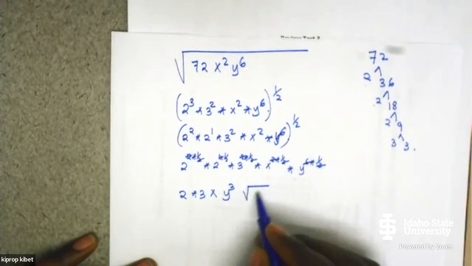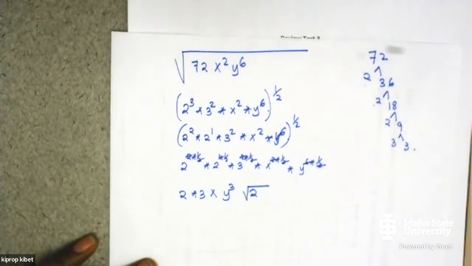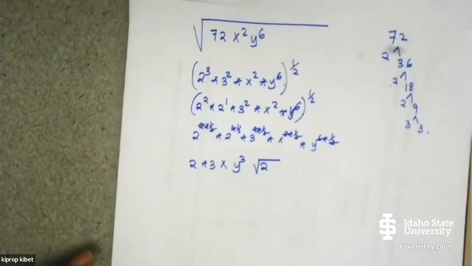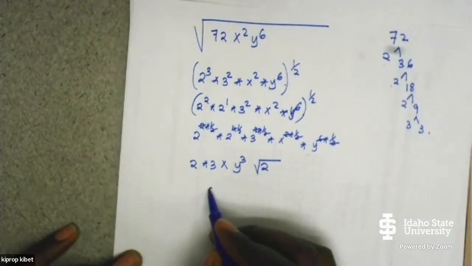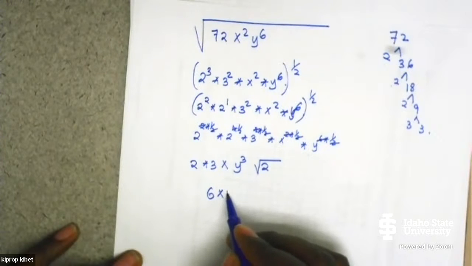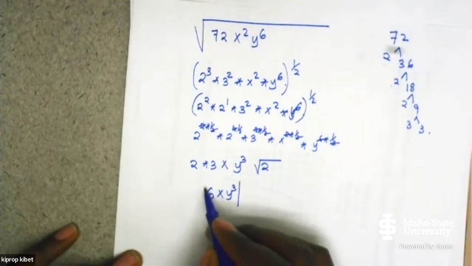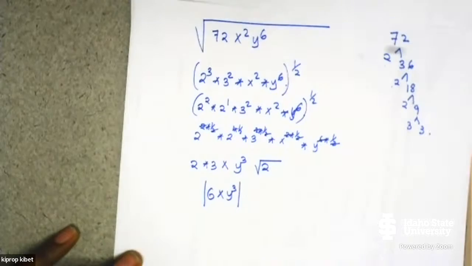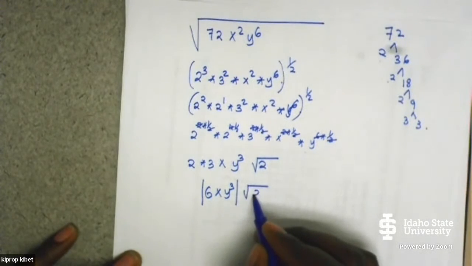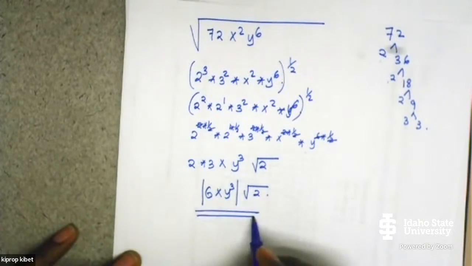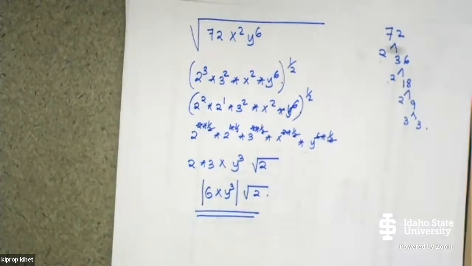The remaining 2 raised to 1 over 2 is the square root of 2. So finally, you get 6x, y raised to 3, in absolute value since the exponent was even, times the square root of 2. That is how.